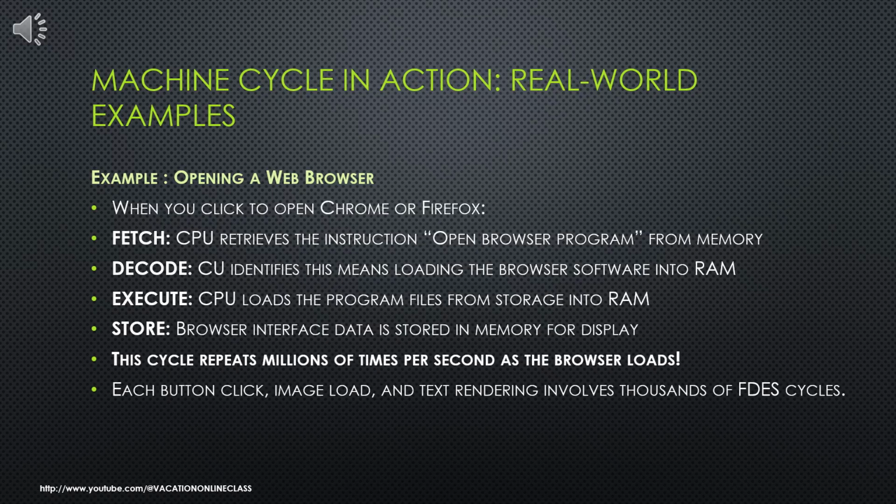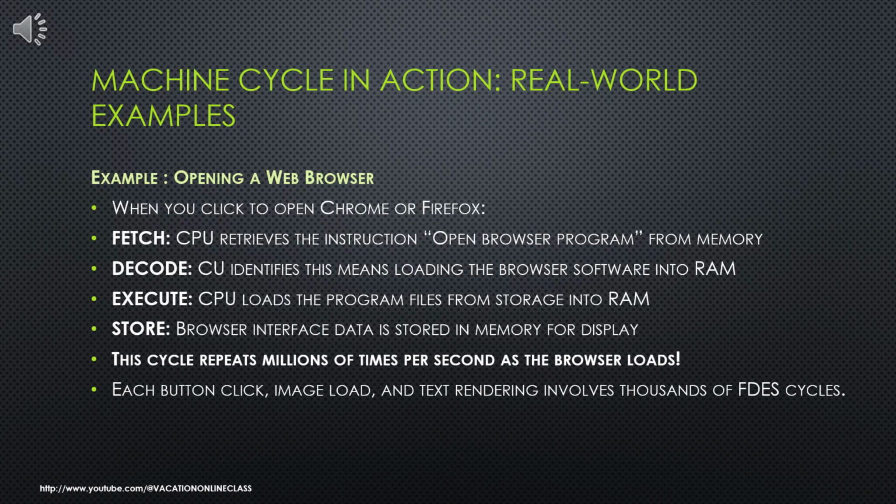Open browser program from the system memory. Decode. The control unit interprets this instruction to understand that it needs to locate the browser software files and load them into RAM. Execute. The CPU executes the complex task of actually loading all those program files from the storage drive into the active RAM.